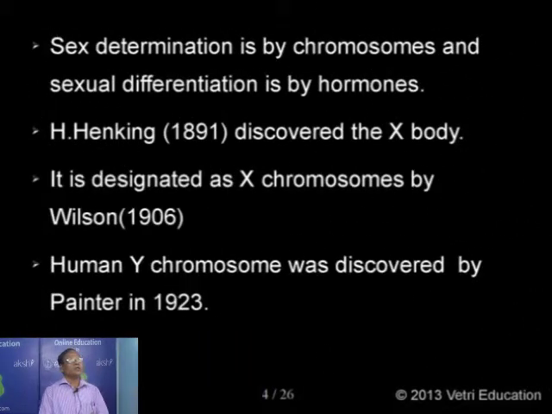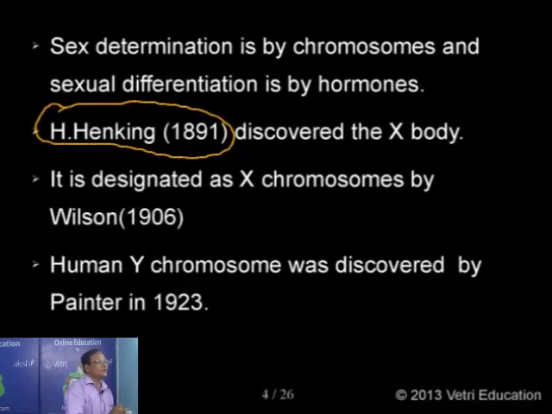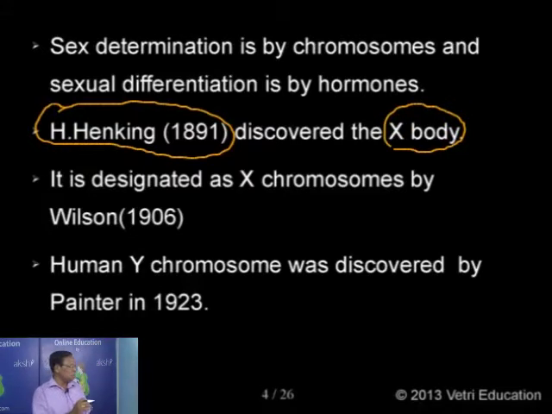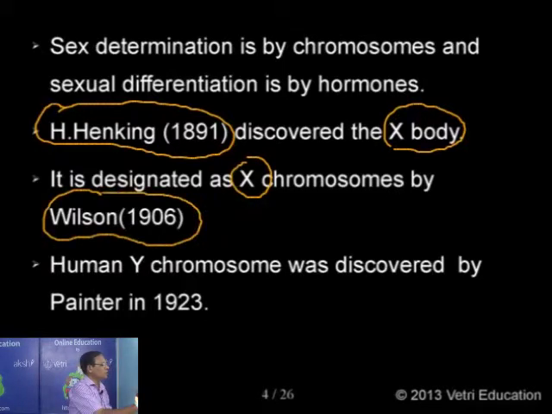I mentioned already that we have two different types of sex chromosomes, X and Y. Now it was Henking in 1891 who was the first person to discover a small body along with the autosomes. He called this the X body. But the name X chromosome was coined by Wilson in 1906.